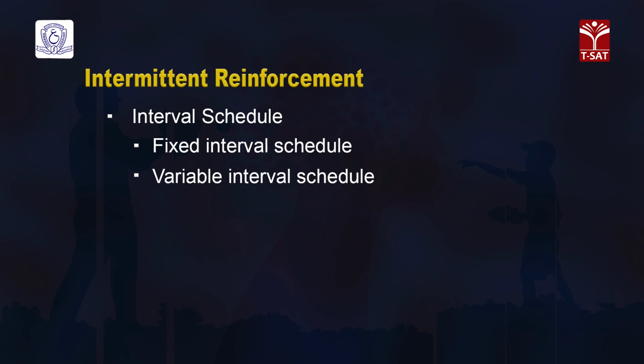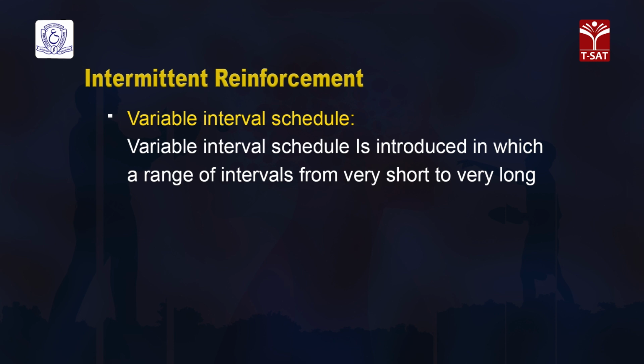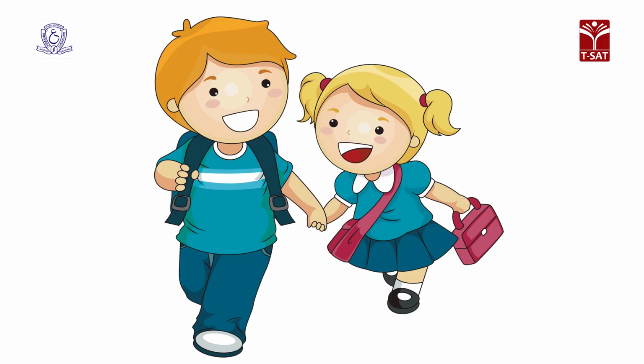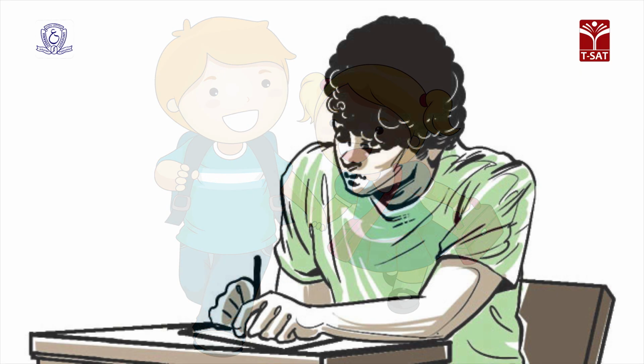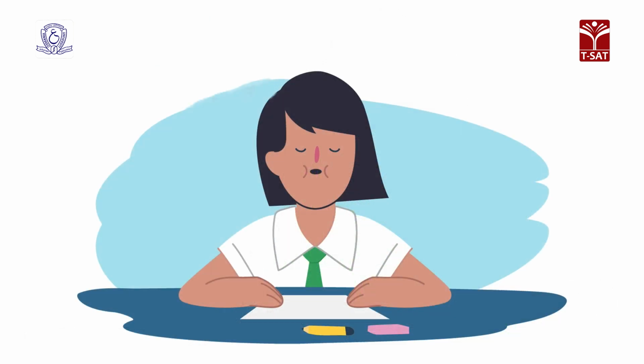Variable interval schedule. A variable interval schedule is one in which a range of intervals from very short to very long amounts of time is used to learn a behavior in a random variable order. The tendency to respond with this schedule can become extinct as the subject might not correlate between response and reward. For example, a child would get promoted only if he or she passes the final examination and would be detained if he or she does not pass the exam.